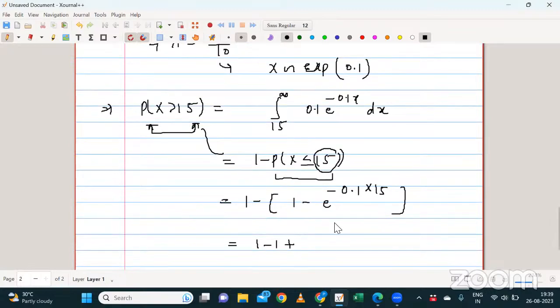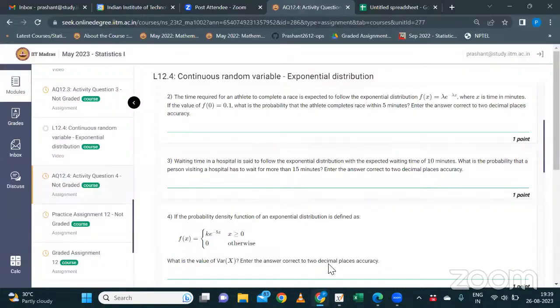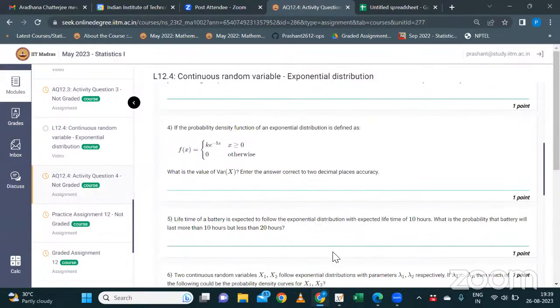Okay. So here it will be e raised to power 1 minus 1. So 1 will get cancelled out. So e raised to power minus 1.5. So just compute this value, you will get that. Is this clear to everyone? Yes, sir. Will you be able to do the questions related to this one? Yes, sir.